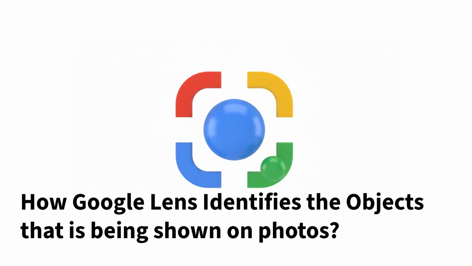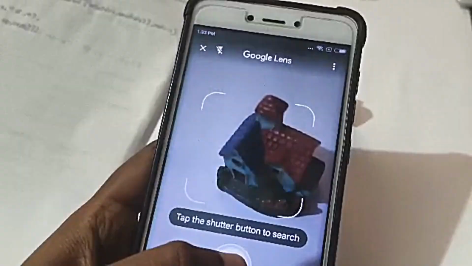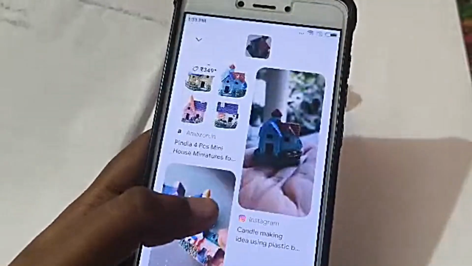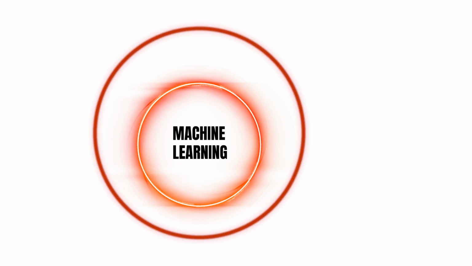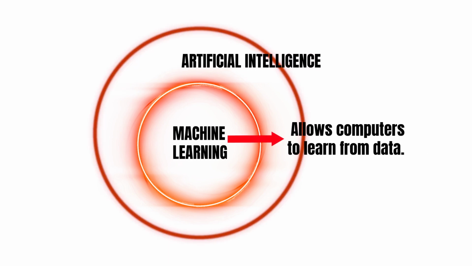Do you know how Google Lens identifies the object that is being shown on photos and suggests products? Or how weather apps predict tomorrow's temperature? That is the magic of machine learning, or ML for short. It is a branch of artificial intelligence that allows computers to learn from data instead of being directly programmed.